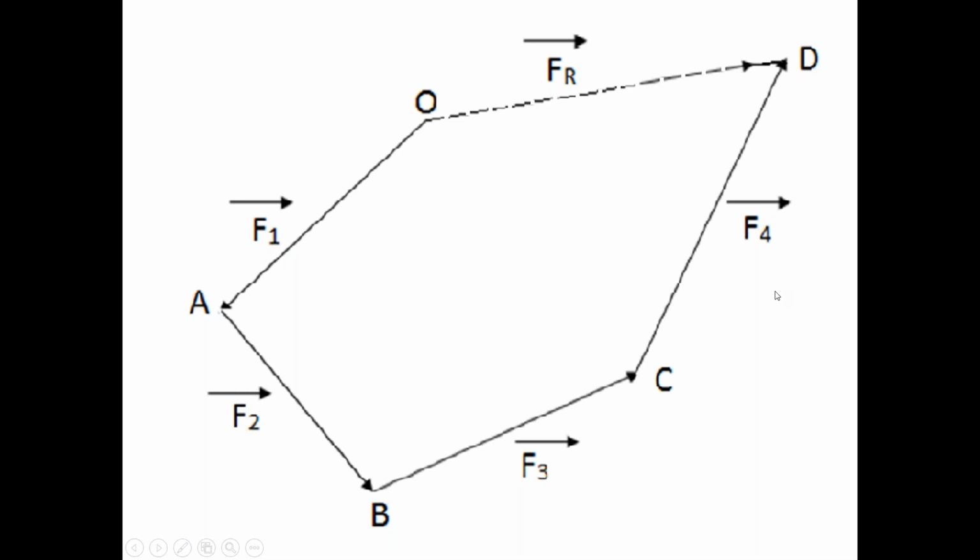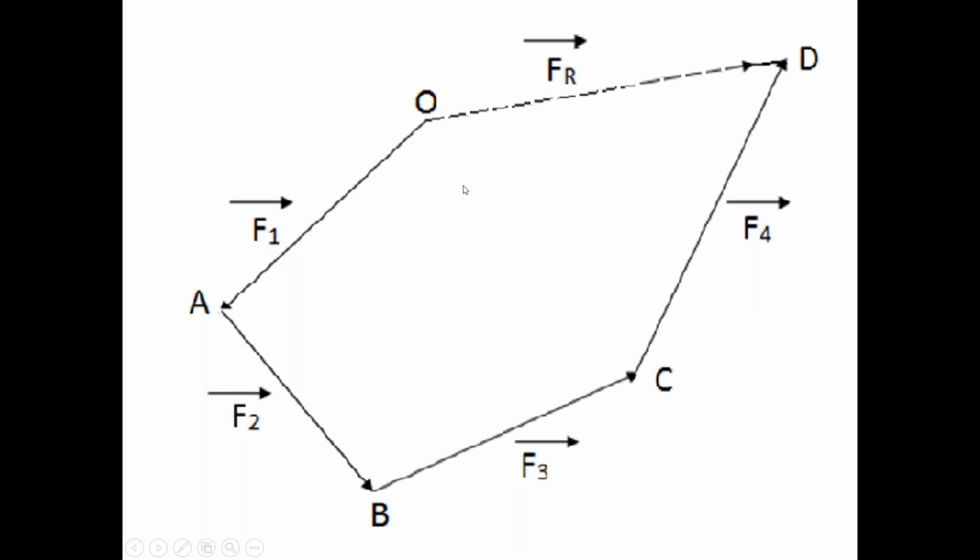We have two types of polygons. One is called open polygon. The next one is called closed polygon. The triangle is a closed polygon. The rectangle is a closed polygon. The square is a closed polygon. The pentagon, hexagon, octagon, all are called closed polygons. What is meant by closed polygon?